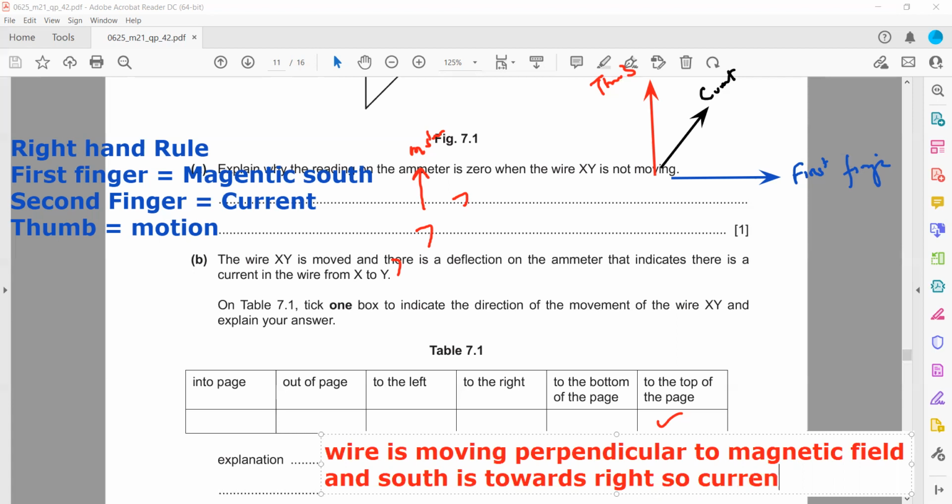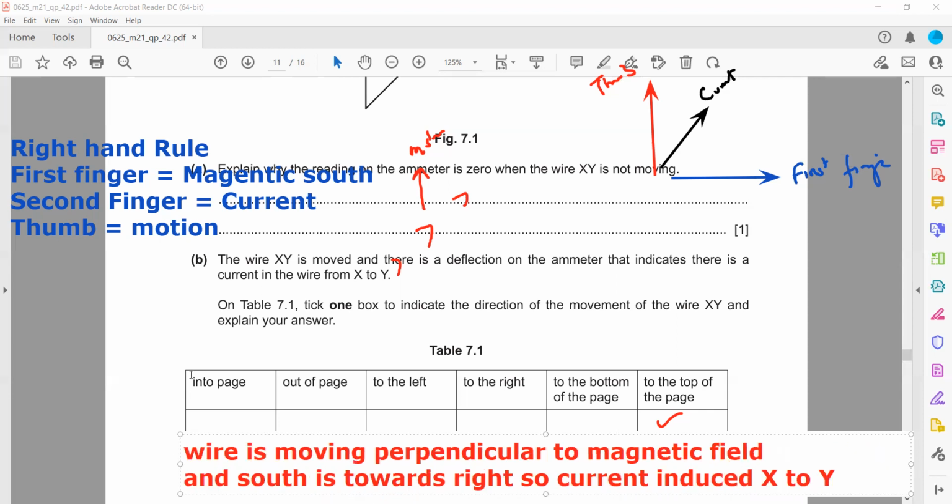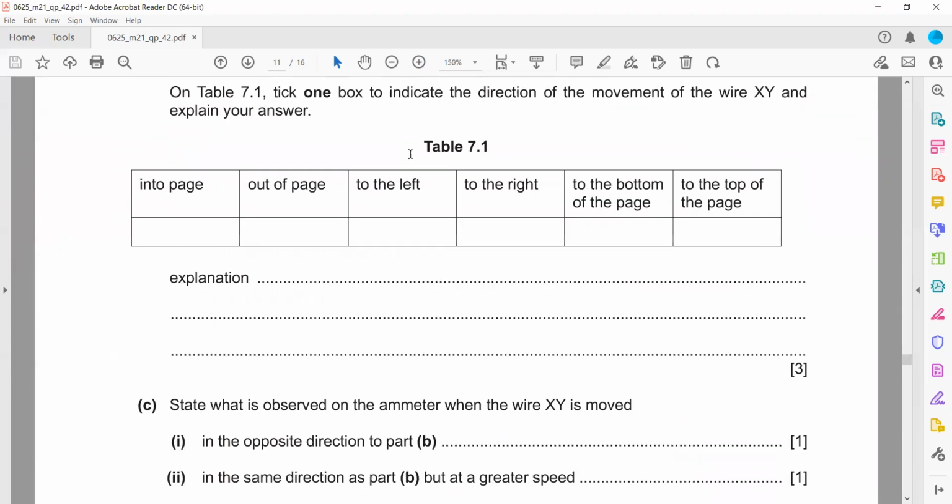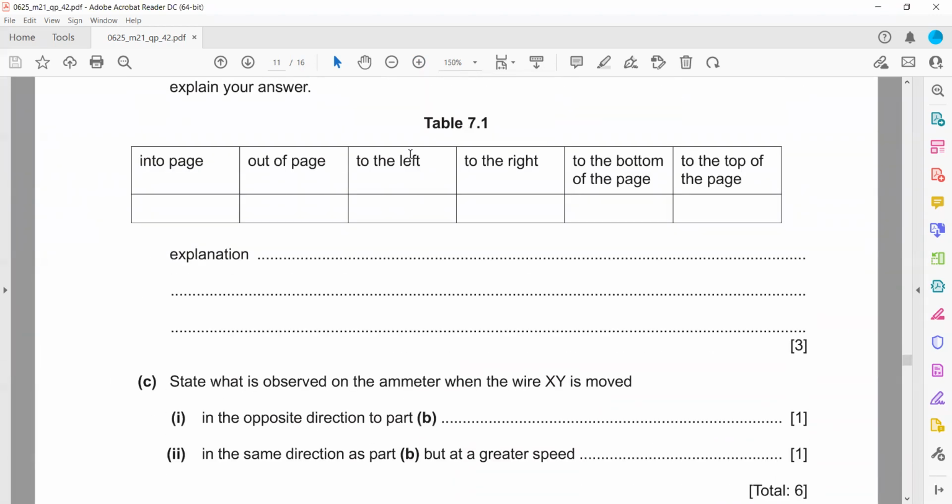So the current is induced from X to Y. That is the explanation, because the wire is perpendicular and the south is toward the right hand side. So when we apply the right hand rule, we will find that the current is from X to Y. And in the question, the current is given and we have to work out the direction of the motion. So sometimes you have to identify the direction of the motion for a wire, and sometimes you have to identify the direction of the current.